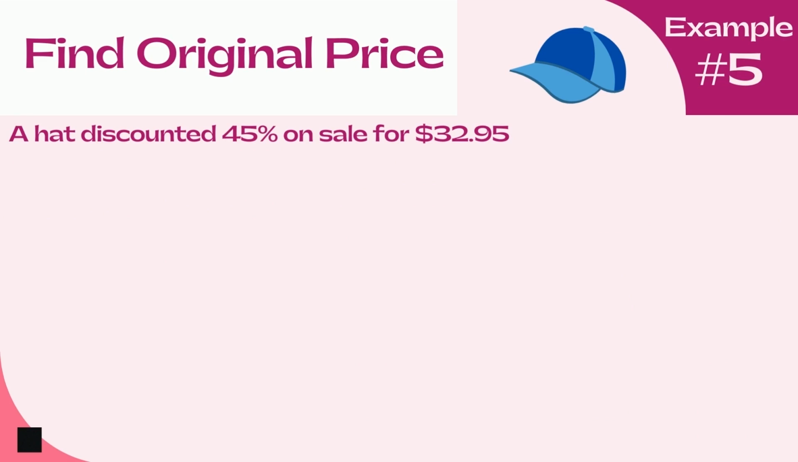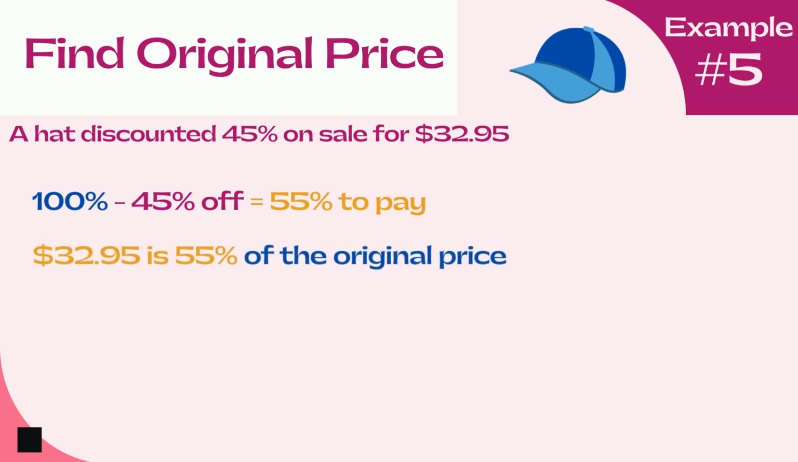In these last 2 examples, we're going to find out the original price. So in example number 5, a hat discounted 45% is on sale for $32.95. How much was it before it was discounted? A discount means we take away a percentage from 100%. 100% minus the discount of 45% means that we're going to be paying 55%. In other words, $32.95 is 55% of the original price.